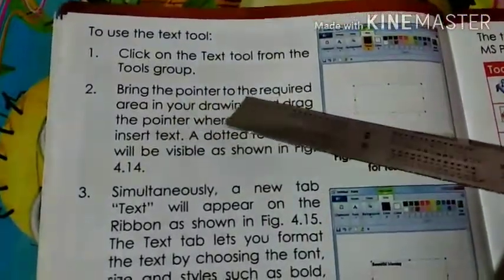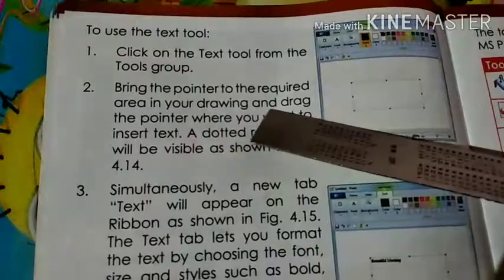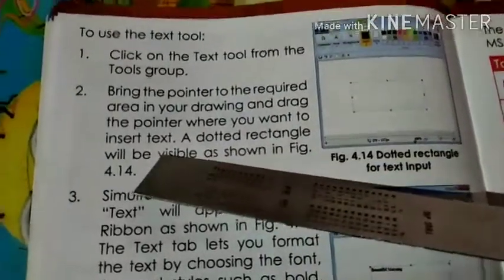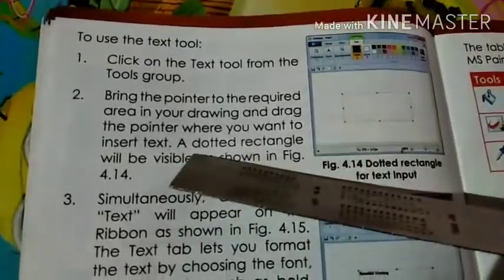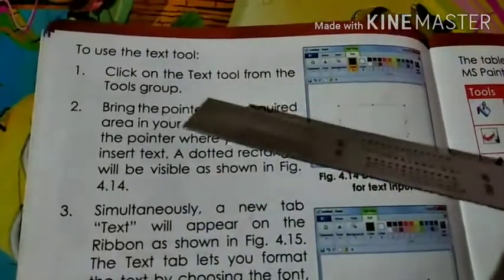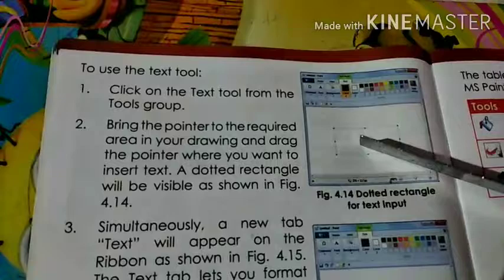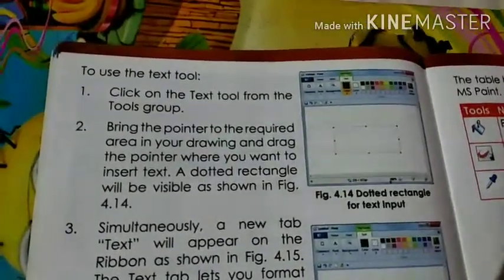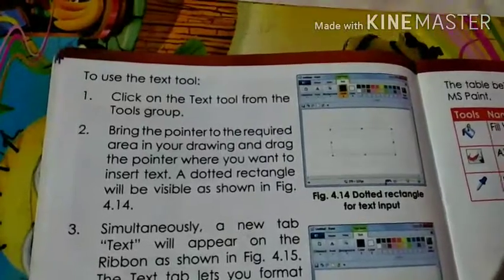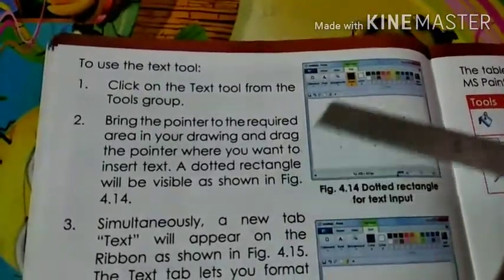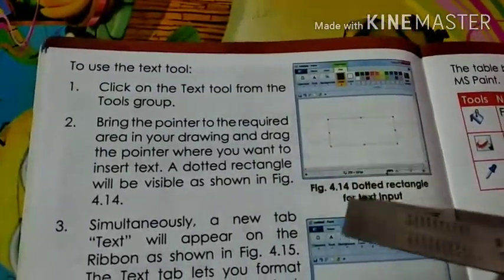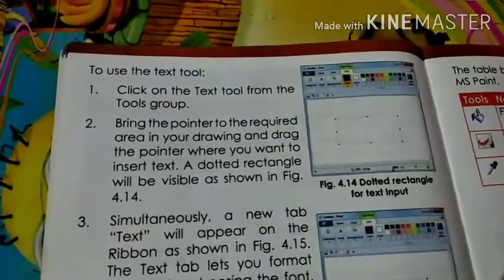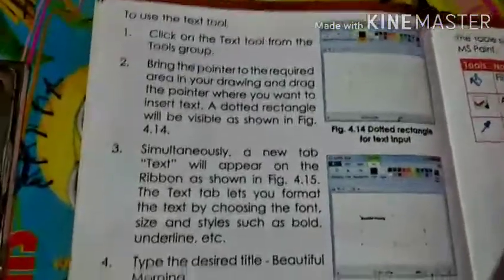Bring the pointer to the required area in your drawing and drag the pointer where you want to insert the text. Again, like with shapes, you need to choose the tool, then drag your mouse pointer where you want to insert the text. A dotted rectangle will be visible as shown in figure 4.14. Here you can see this kind of dotted rectangle will appear on the screen.